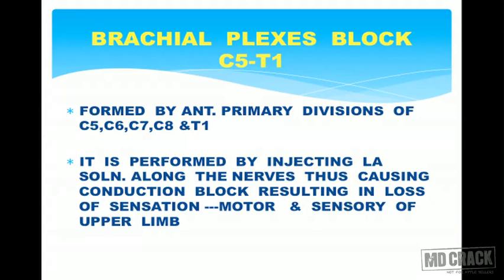Now, brachial plexus block. The brachial plexus, as you all know, being MBBS students, extends from C5 to T1. It is formed by the anterior primary divisions of C5, C6, C7, C8 and T1. These are nerve roots which join together and supply mostly the upper limb. Now, how do you perform this block? It is performed by injecting local anesthetic solution along the nerves, thus causing conduction block, resulting in loss of motor and sensory supply of the upper limb.